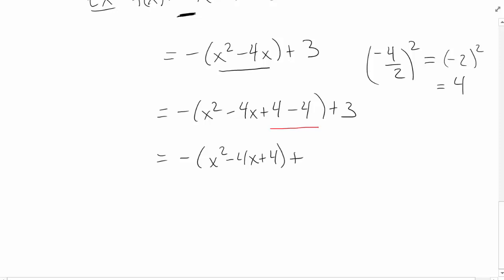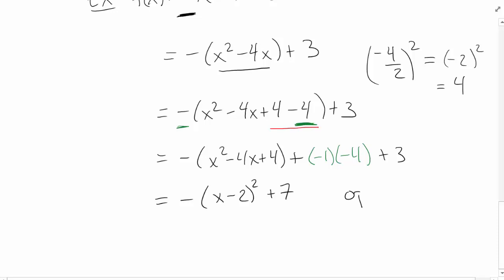The first couple of terms, which is x squared minus 4x plus 4, that's going to be my perfect square. But then I have to get this negative 4 out of there. So don't forget there's a negative 1 also attached to it. So I have a negative 1 times a negative 4, and then there's that plus 3 still hanging out. So inside here, this factors into x minus 2, quantity squared, and then we have a plus 4 plus 3. That gives me a plus 7. So that negative up front tells me this opens down. The vertex is at 2, comma 7.